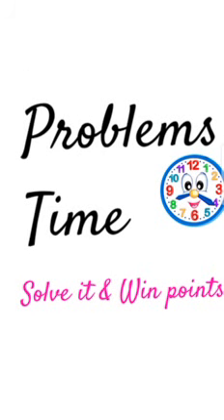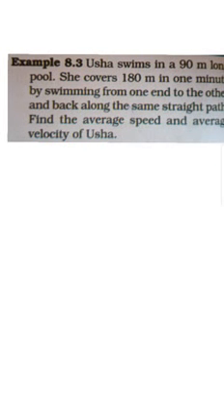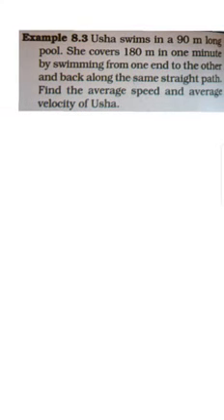Okay, now it is problem time. We will solve some problems and win the points. See, here there is a question. Usha swims in a 90-meter long pool. She covers 180 meters in 1 minute by swimming from one end to the other and back along the same straight line. Find the average speed and average velocity of Usha.